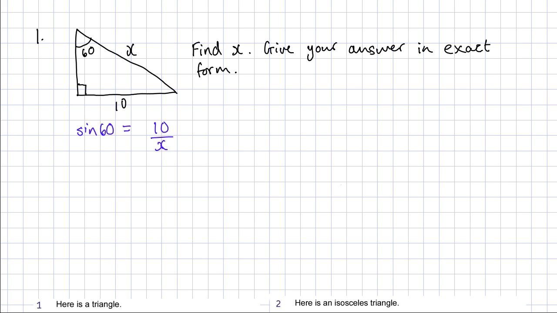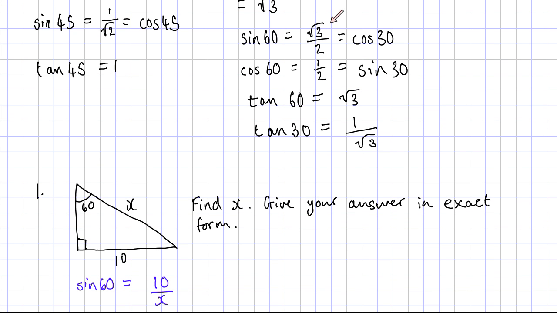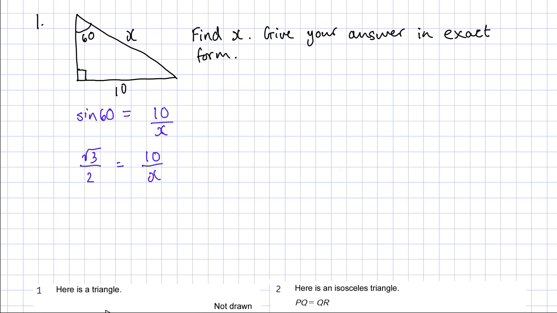Now, when we were allowed to use a calculator, we would have used a calculator at some point here. But here, because I know sine 60 in exact form, I can just substitute that. Sine 60 is equal to root 3 over 2. So I'm going to substitute that: root 3 over 2 is equal to 10 over x. So I've made a substitution.